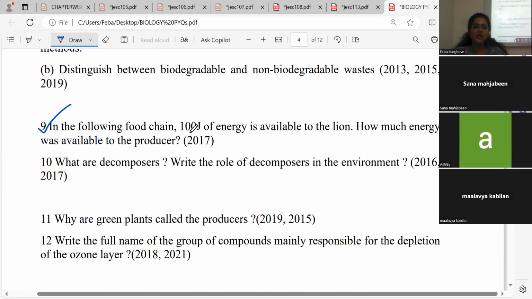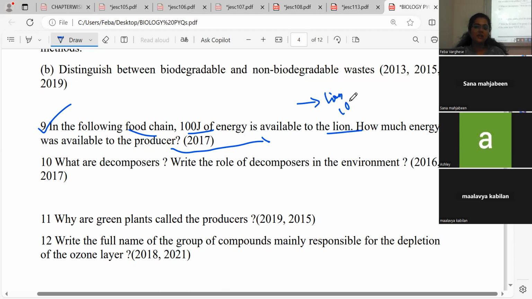Then in the following food chain, 100 joules of energy is available to the lion. How much energy will be available to the producer? Actually there was a food chain. Over here they had given a food chain, I could not include that in the question. Suppose the lion is a tertiary consumer.